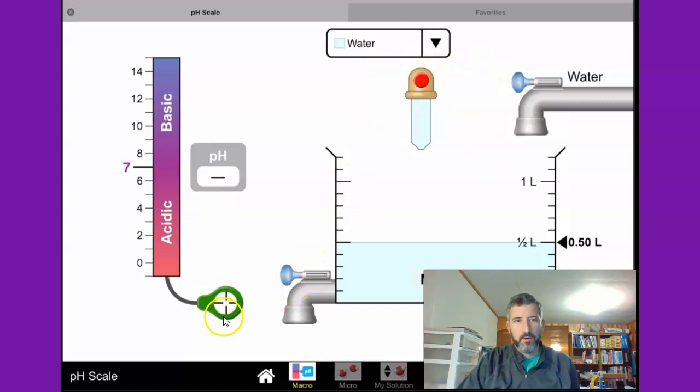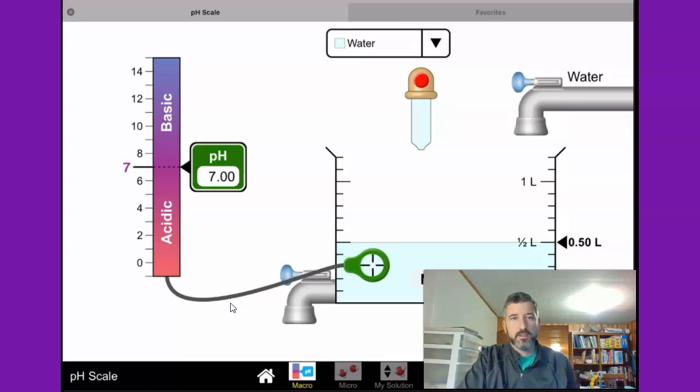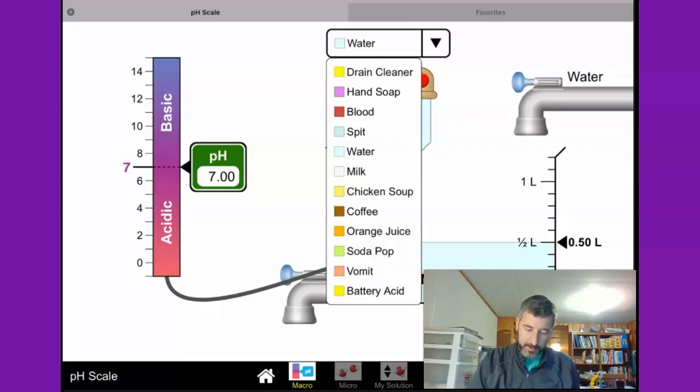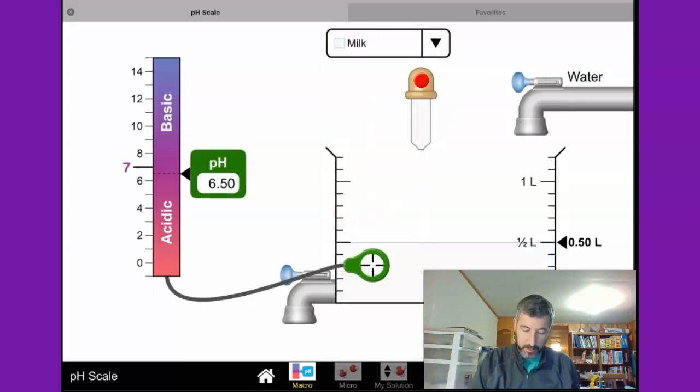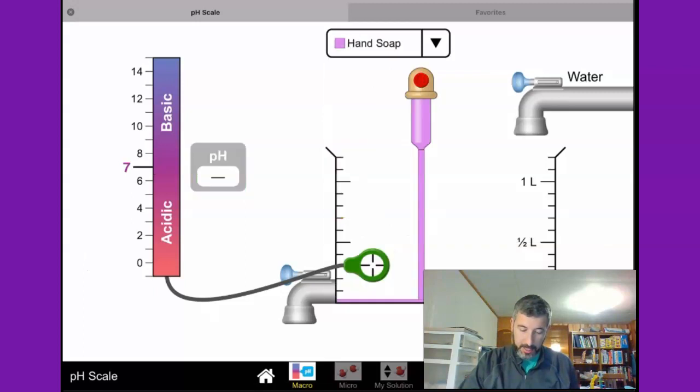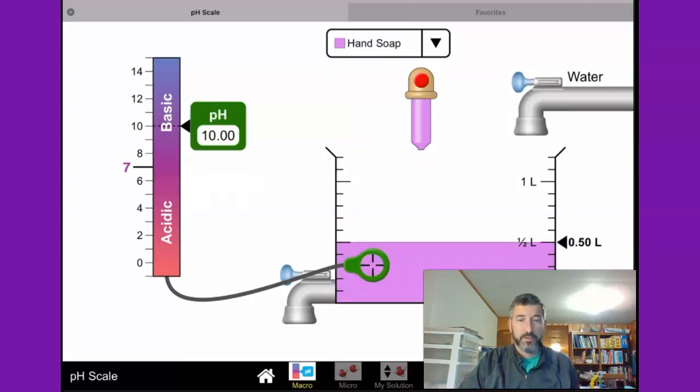This is pure water. So if I hold this little pH probe over the little tank of water, it's going to read a pH of 7. We can try some other solutions, like let's say I got some gross stuff on here, like spit and vomit and stuff like that. But let's just say we're talking about milk, all right? So it's going to give me a pH of 6.5, so slightly on the acidic side of things. Whereas, I don't know, let's go with hand soap is going to give me a pH of 10, so pretty basic.